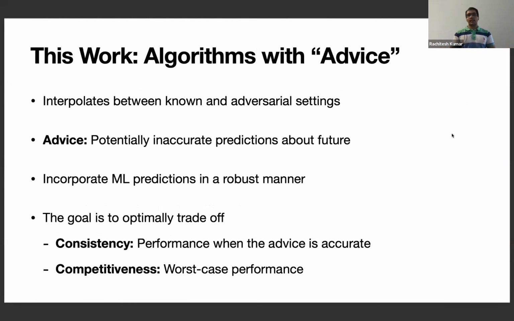So in our work, we look at interpolating between the known and adversarial settings through the framework of algorithms with advice. Advice here refers to a potentially inaccurate prediction about the future. This probably comes from an ML oracle. And our goal here is to incorporate that prediction in a robust manner into our algorithms. More precisely, our goal is twofold. One is consistency. We would like good performance when the forecast is accurate, when the advice is accurate. But we would also not like to lose our worst case guarantee. So we would like competitiveness, which is our worst case performance over all instances.